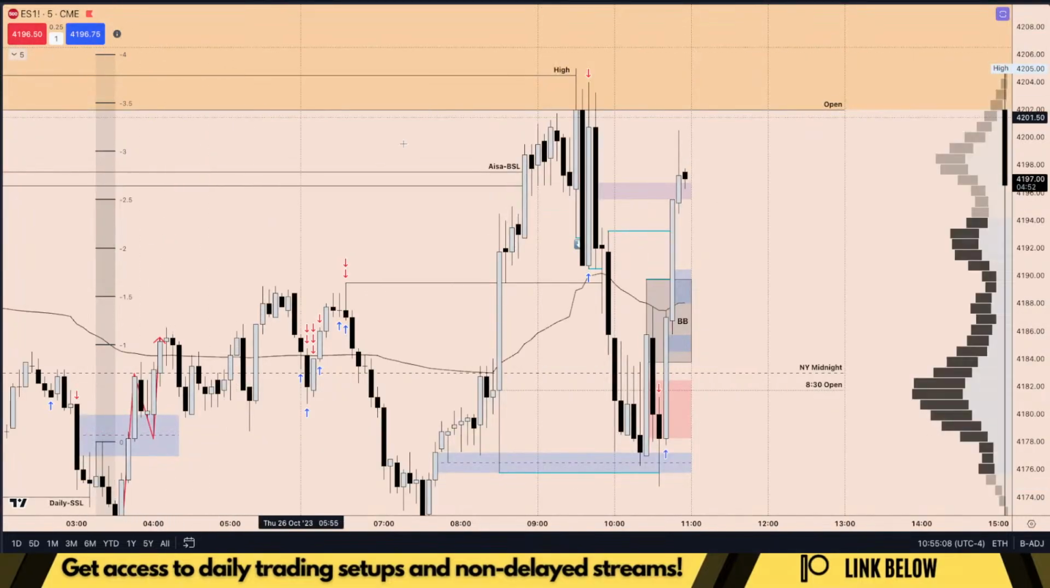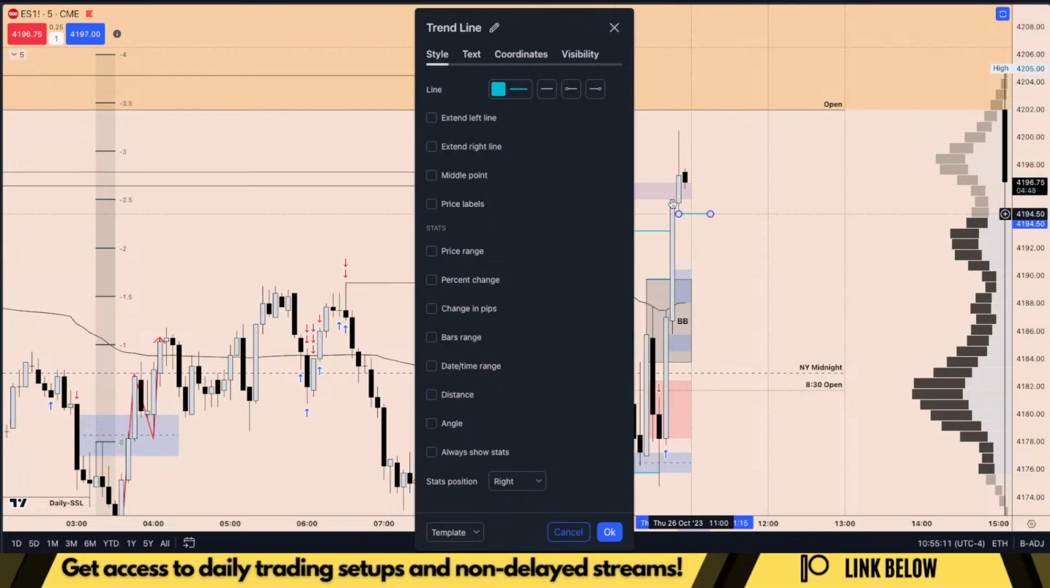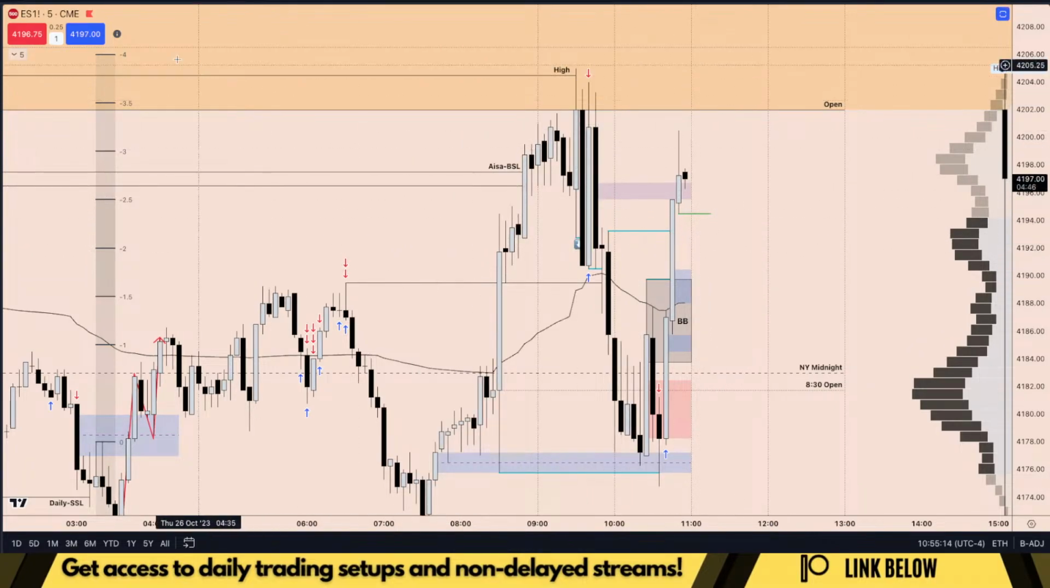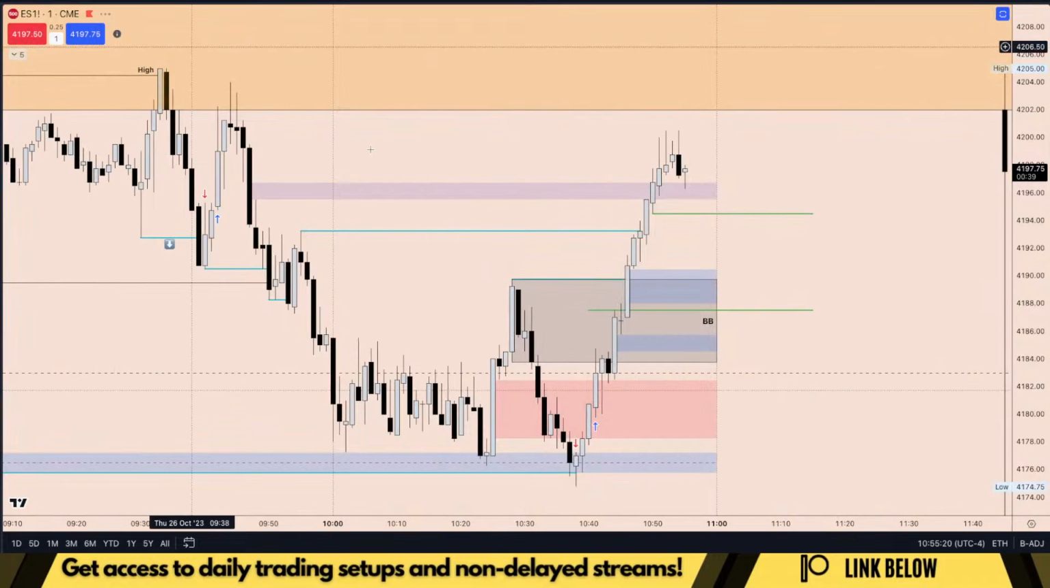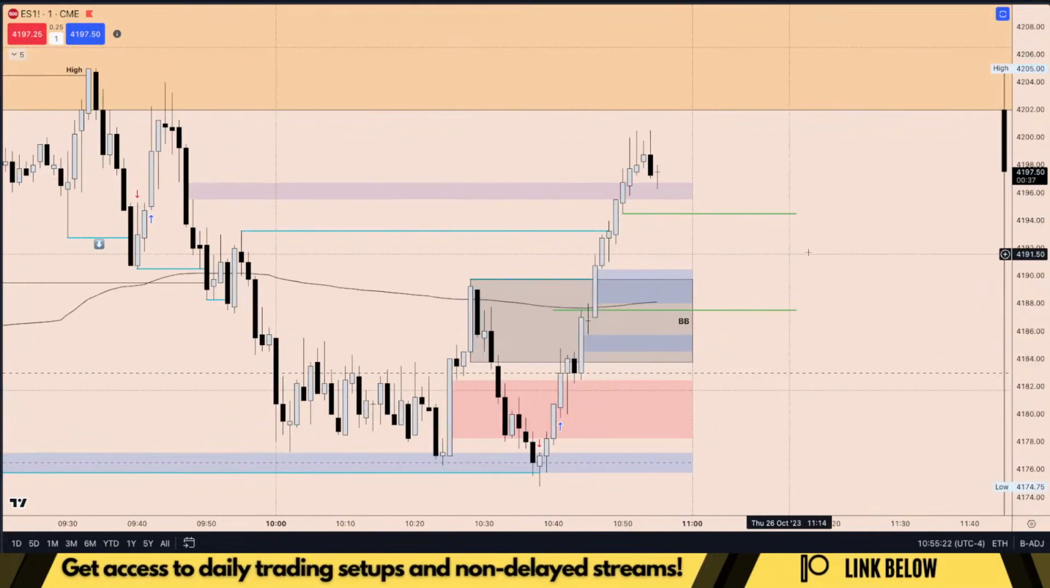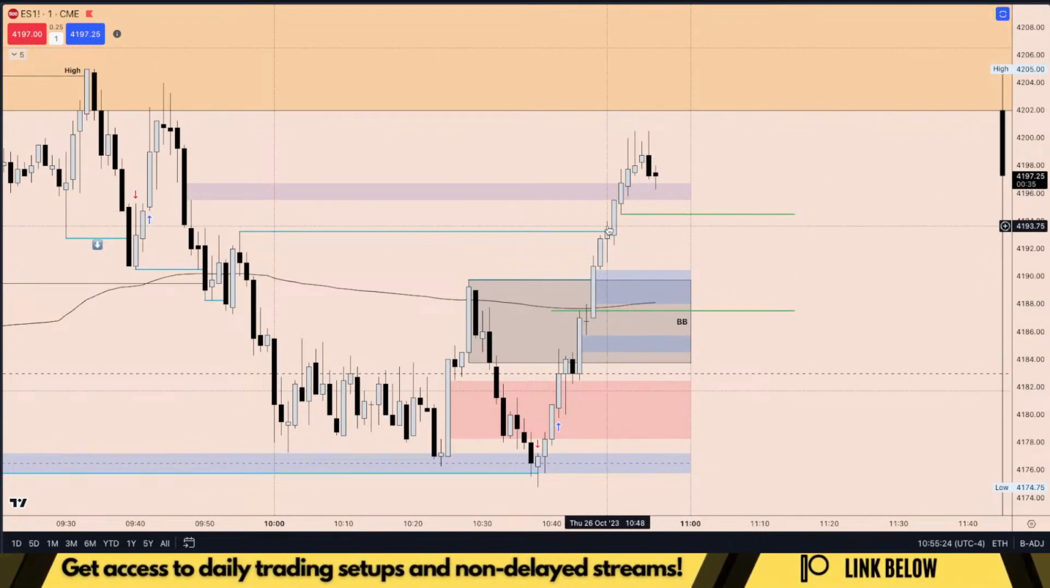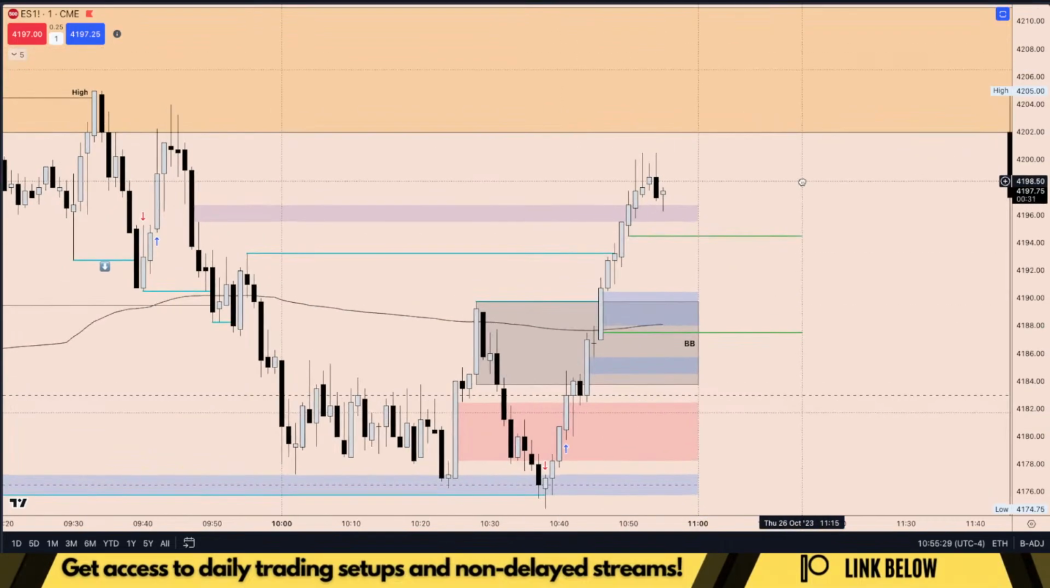So where does that 5-minute bullish fair value gap start? From here all the way to the VWAP. Overlapping nicely with that 1-minute fair value gap. Now we're retesting the inversion.